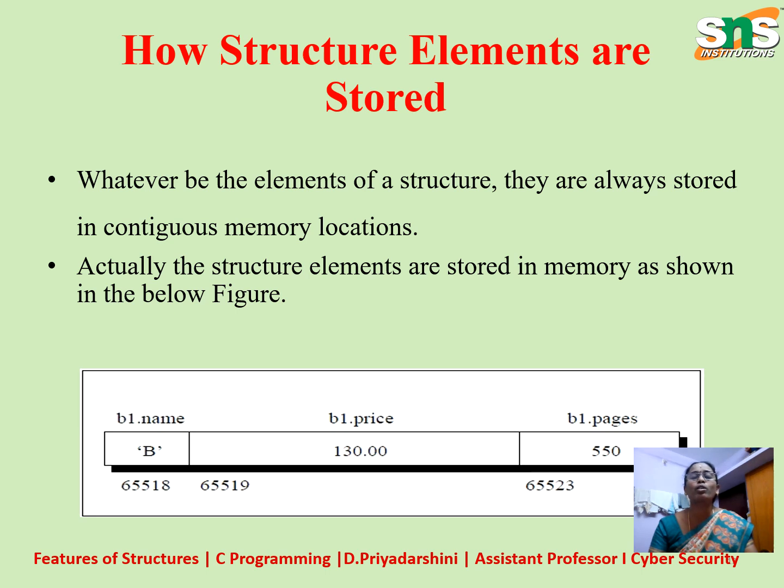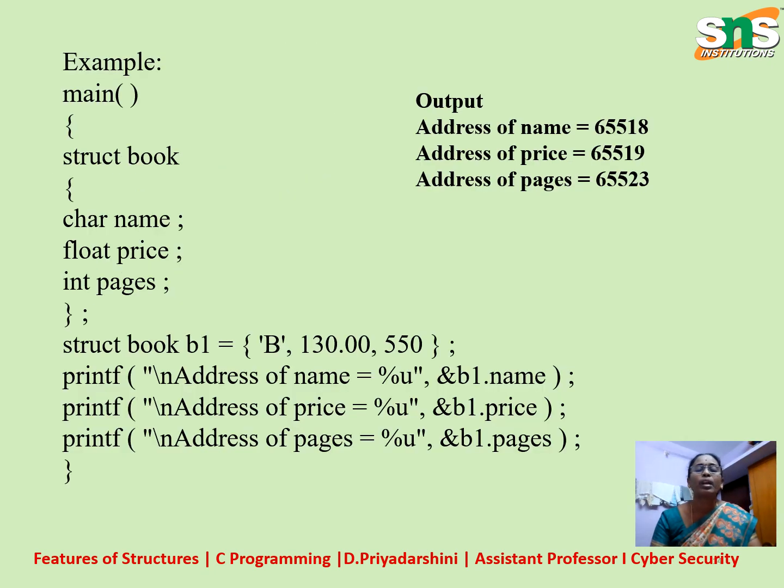How the structure elements are stored in memory. We can see here how the structure elements reserve space and how the different elements of different data types are stored in memory. b1 is the first variable. It consists of three different elements stored in the structure: b1.name, b1.price and b1.pages. Each variable holds different values with different data types. Here is an example of how we can use the declaration, even in the definition.